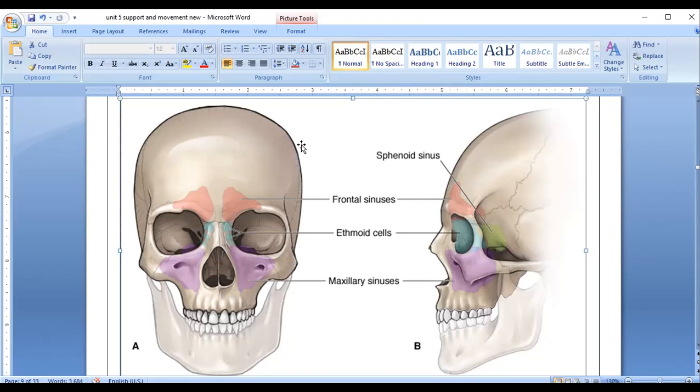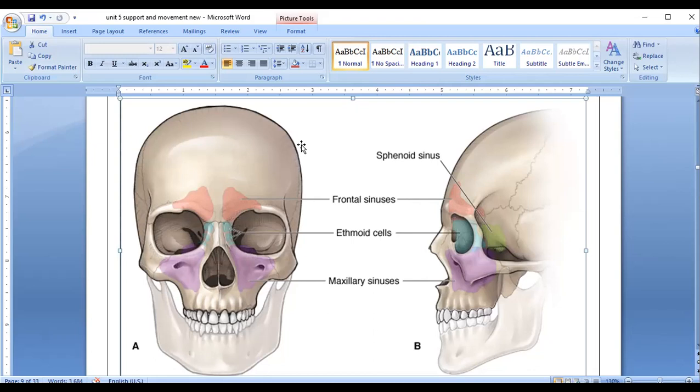Ethmoid bone. Maxillary sinus. It is the maxillary bone or maxillae. So out of these 4 bones, 3 bones are cranial bones. What are the cranial bones? Sphenoid bone, frontal bone, ethmoid bone. There is only one bone, called the maxillary bone or maxillae, having sinuses.